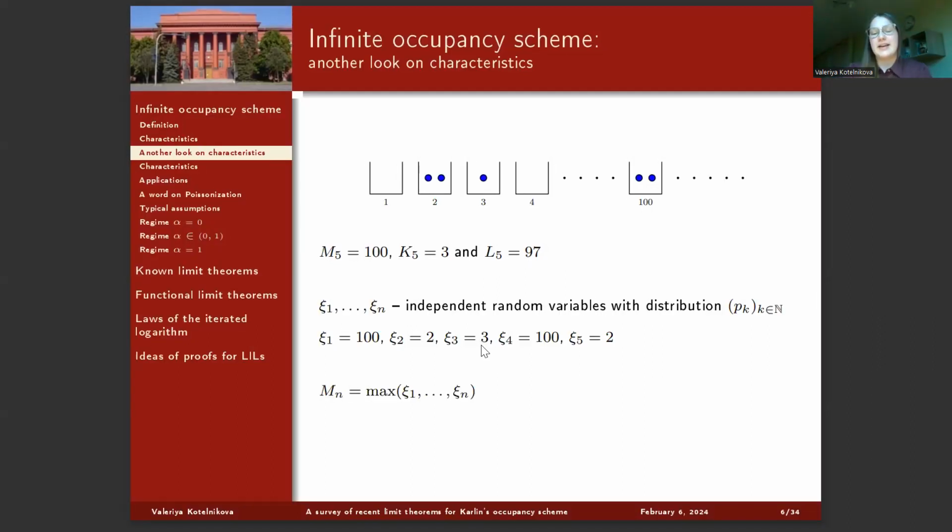And then the index of the last occupied box, mn, is going to be just the maximum among those entries xi1 and so on xn, because they just denote which boxes are occupied. And kn, the number of occupied boxes, is going to be the number of distinct values among xi1 and so on xn. So we just have a list of where balls have fallen, and we just need to find out how many unique boxes there are.